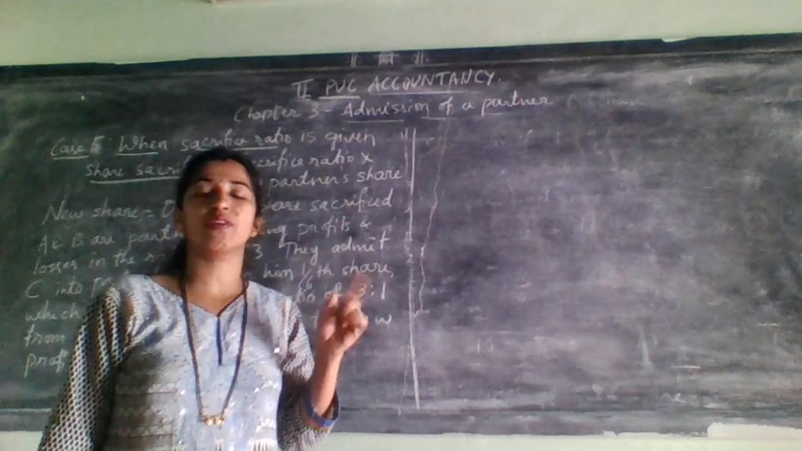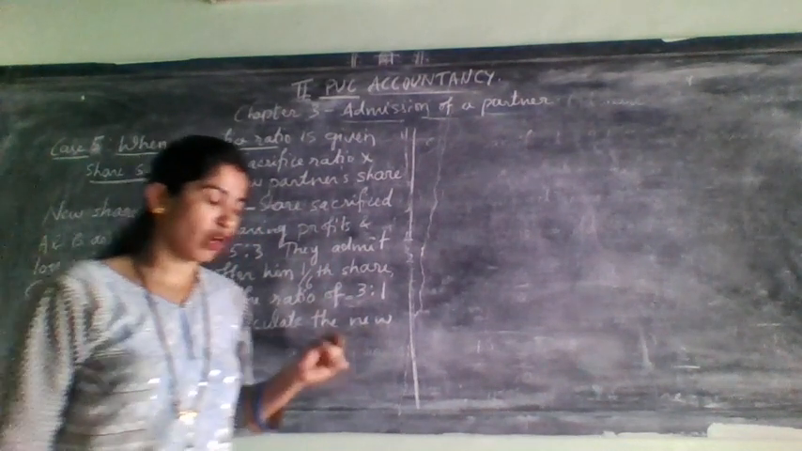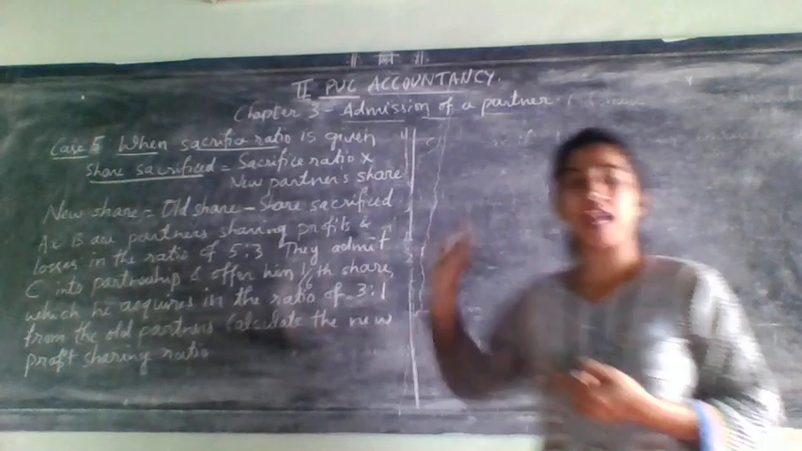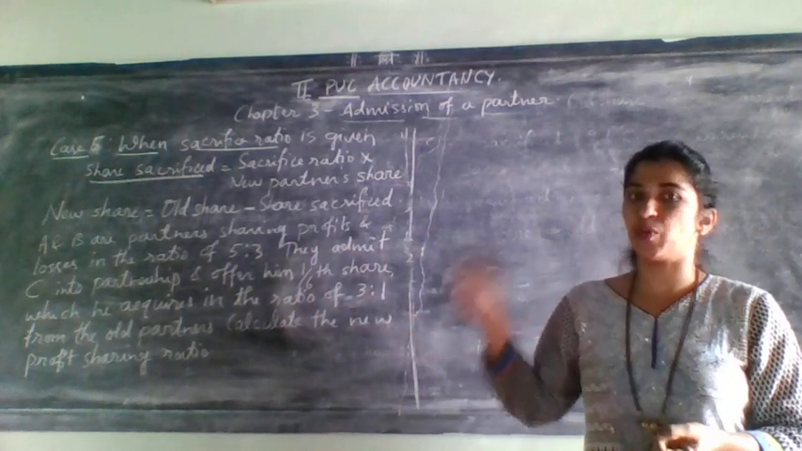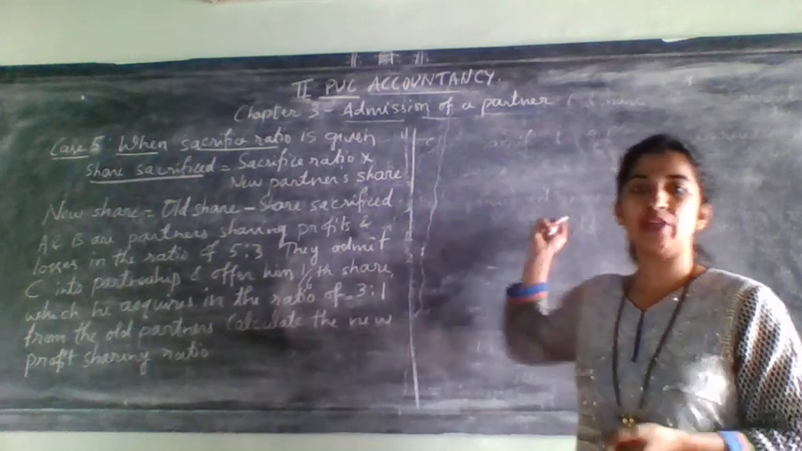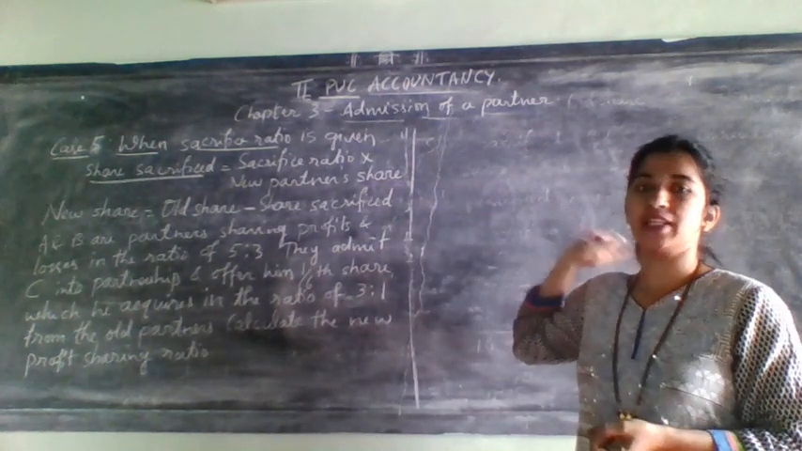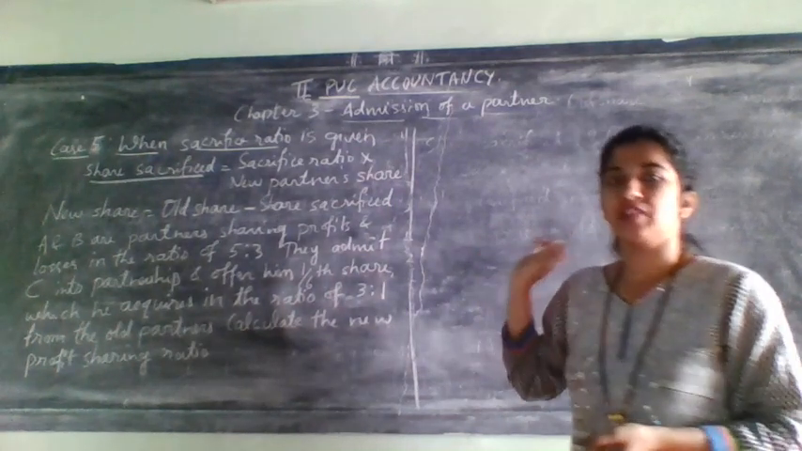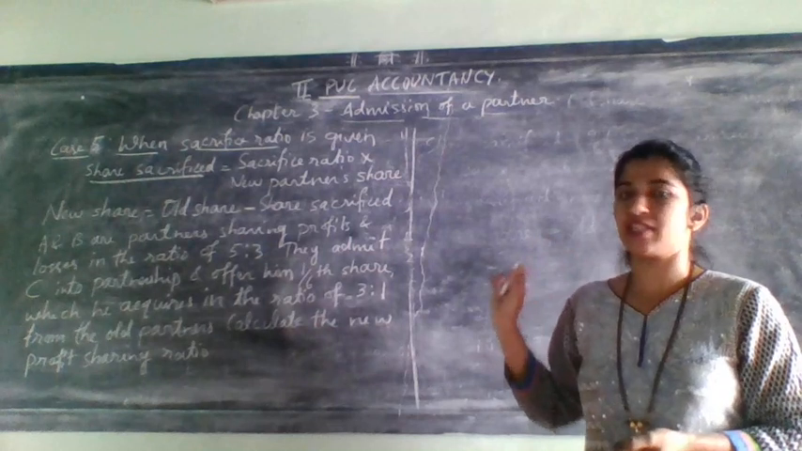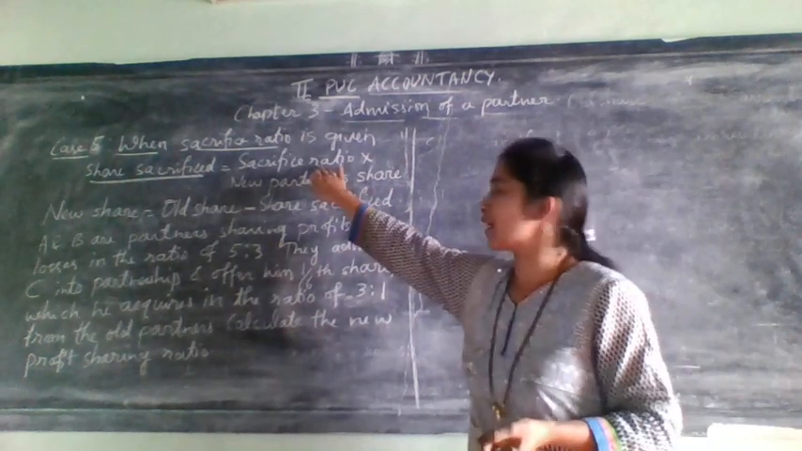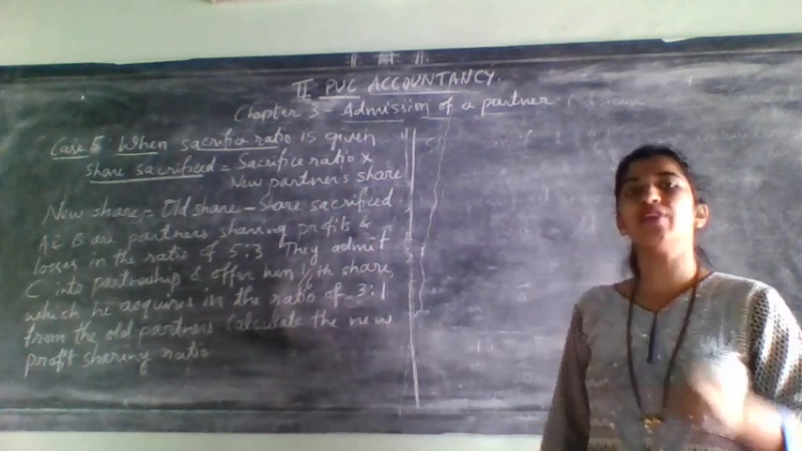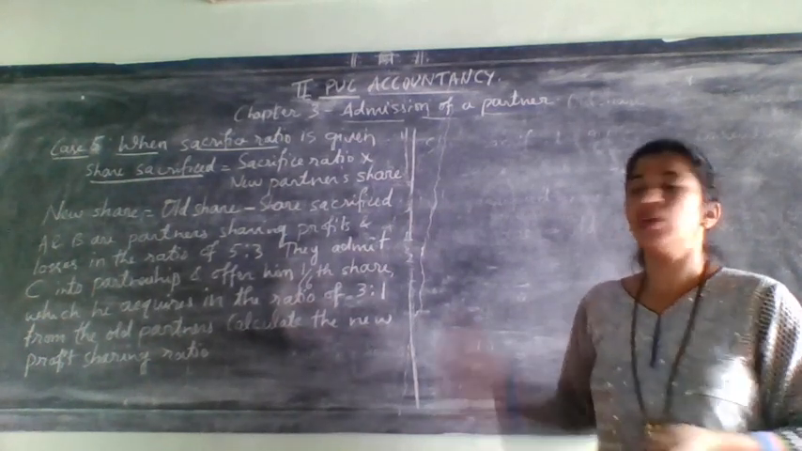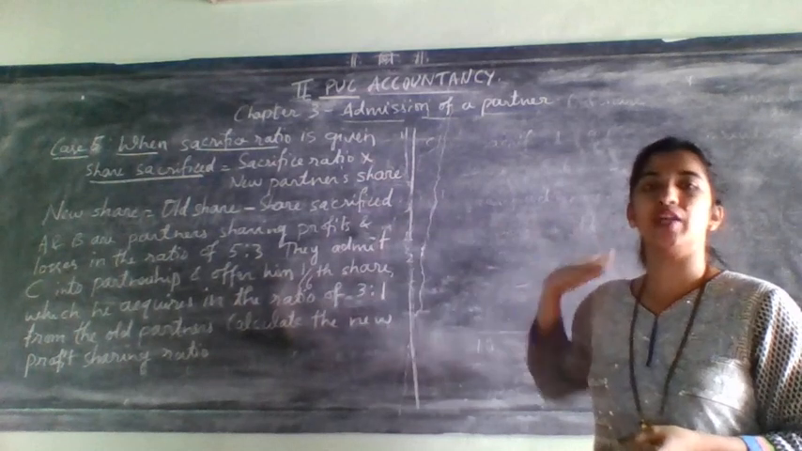Remember, in case 1 they have given the old ratio, along with the share sacrificed. If they have given it in proportion form, then directly you can do old ratio minus share sacrificed, and you will get the new ratio. But in case 5, they will not give you the share sacrificed. Instead, they will give you the sacrifice ratio. When they give a ratio, you need to convert that into proportion, and only then can you subtract from the old ratio.